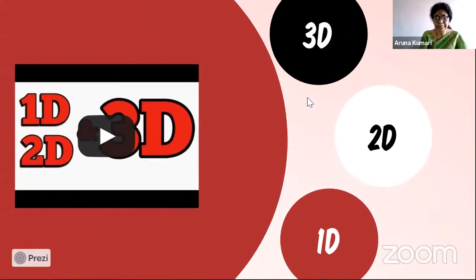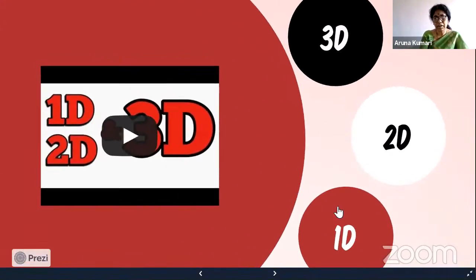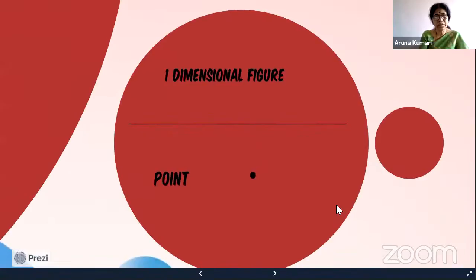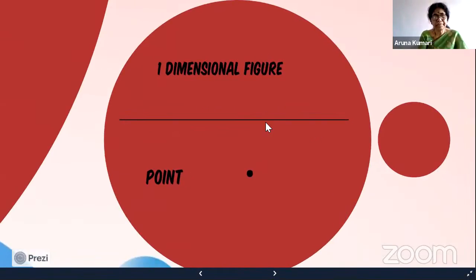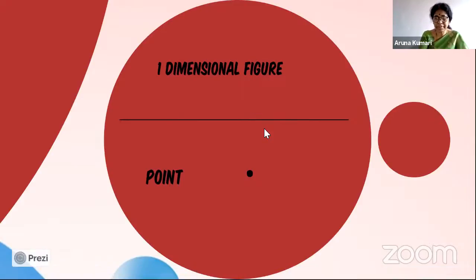So students, one-dimensional figure: point, line, point. These two are undefined terms. What is the third one? That is surface.